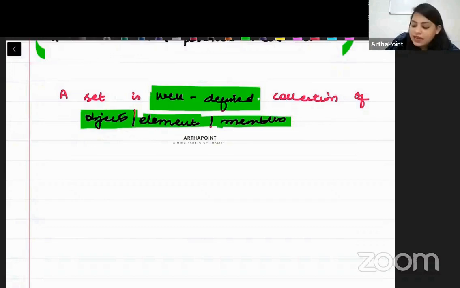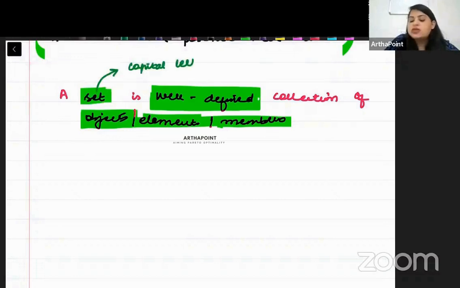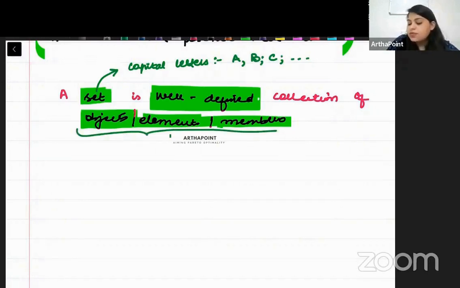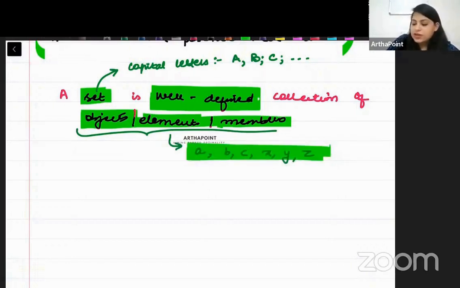Next. Whenever we talk about any set, a set is always denoted by capital letters. We cannot write it in small letters. So capital A can be a set, capital B can be a set, C can be a set, and so on. They are denoted by capital letters. But the elements of the set are denoted by small letters: a, b, c, x, y, z. These are elements of the set. Elements are denoted by small letters. Let me give you an example.